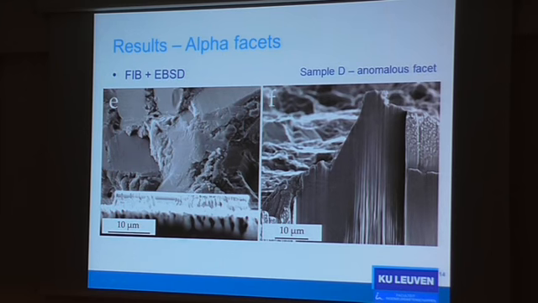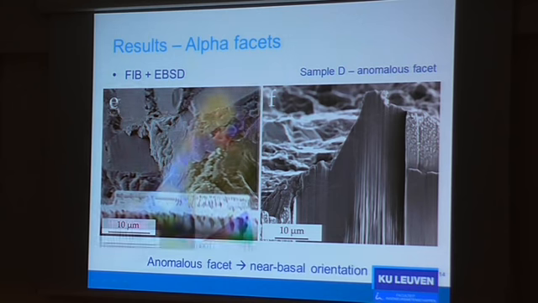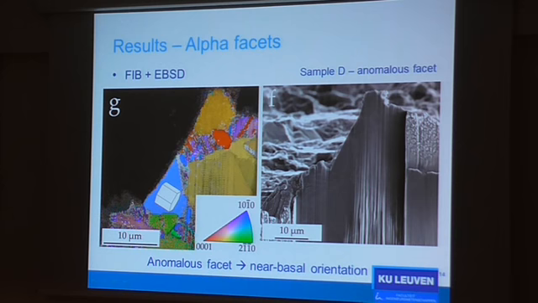Then we look at the strange facet, the anomalous facet, and we do the same thing. We cut through, and we do an EBSD measurement here. We see that in this case, the facet plane has a near basal orientation, so it's almost parallel to the basal plane. This is interesting because the cleavage plane in alpha titanium is about 15 degrees from the basal plane. It's the 10-17 plane. So this is some indication that, together with the markings, it's a cleavage mechanism.